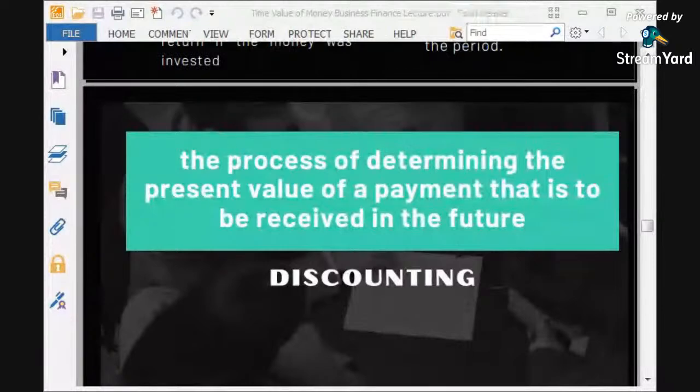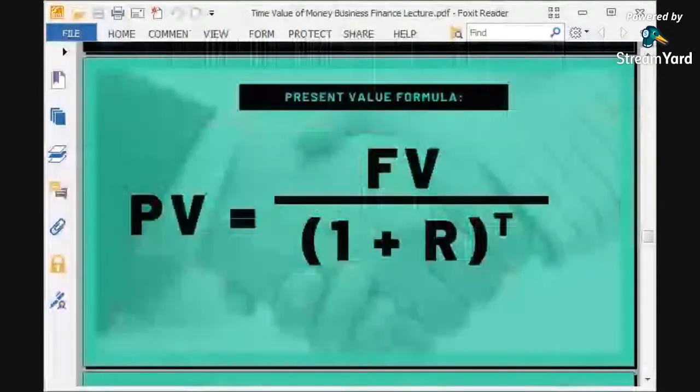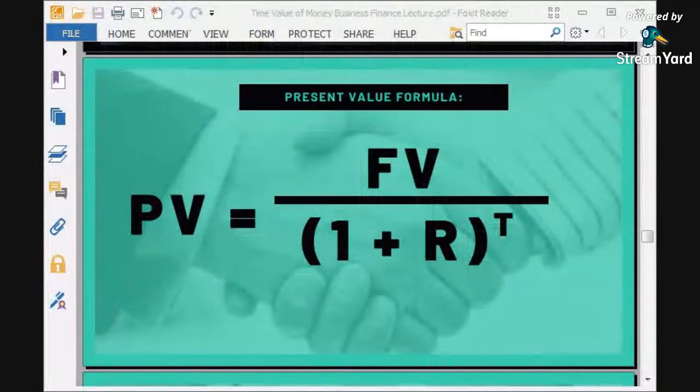And to compute for the present value, here is the formula we use. So this is our present value formula. To get the present value, we take the future value over 1 plus the rate, raised to the time. So let's have an example.